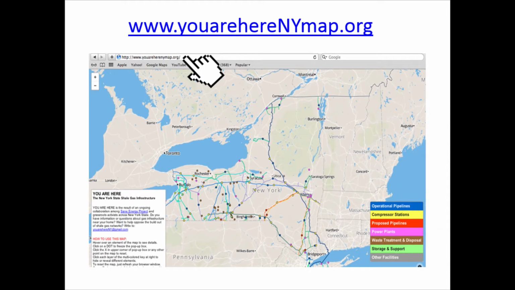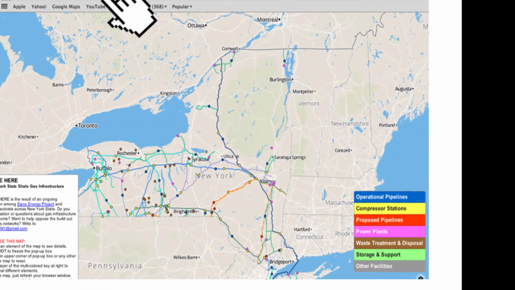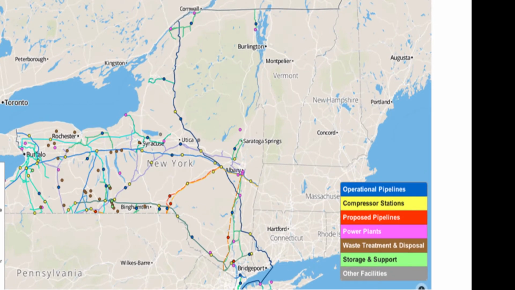So if you want to know what all the proposed pipelines are, or, which is probably really important to folks in Pennsylvania, where all this storage and support is, and where all this disposal and waste treatment is going, because that's all coming from here in Pennsylvania. So we're totally supporting the drilling right over the border. We color-coded it. If you want to look at compressor stations, all the little yellow dots are compressor stations.